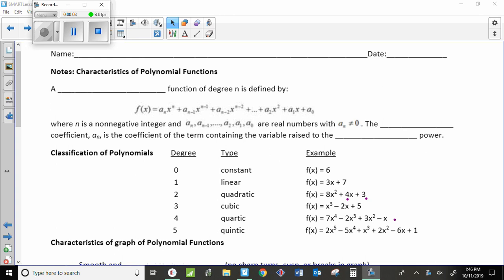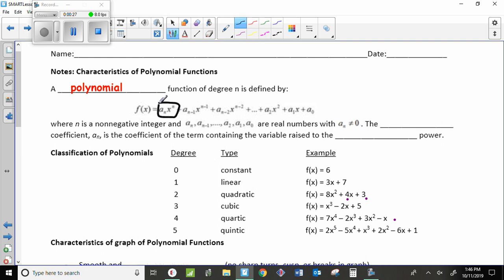So today we're doing the introduction to polynomial functions. A polynomial is a function of degree n and is defined by p of x or f of x is equal to a sub n x to the n all the way to your a sub 0. So this is your leading coefficient. Your leading coefficient is a sub n x to the n.